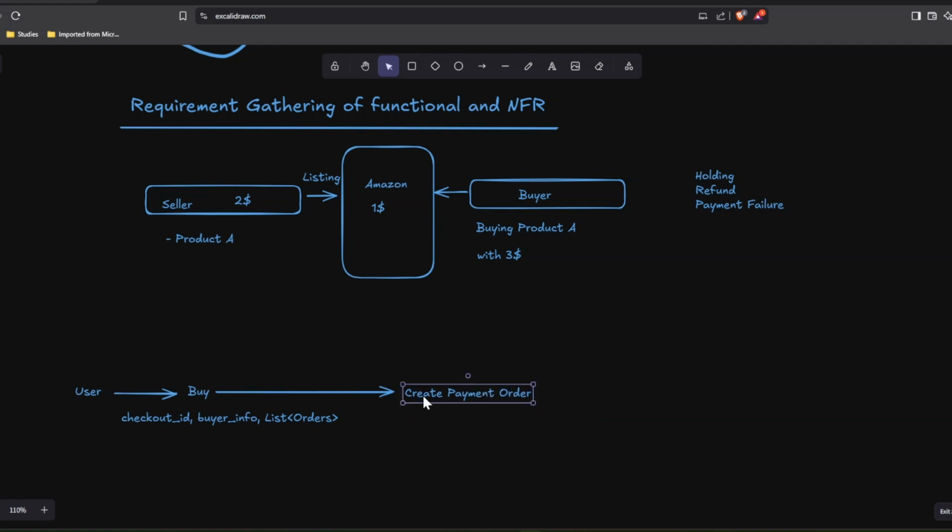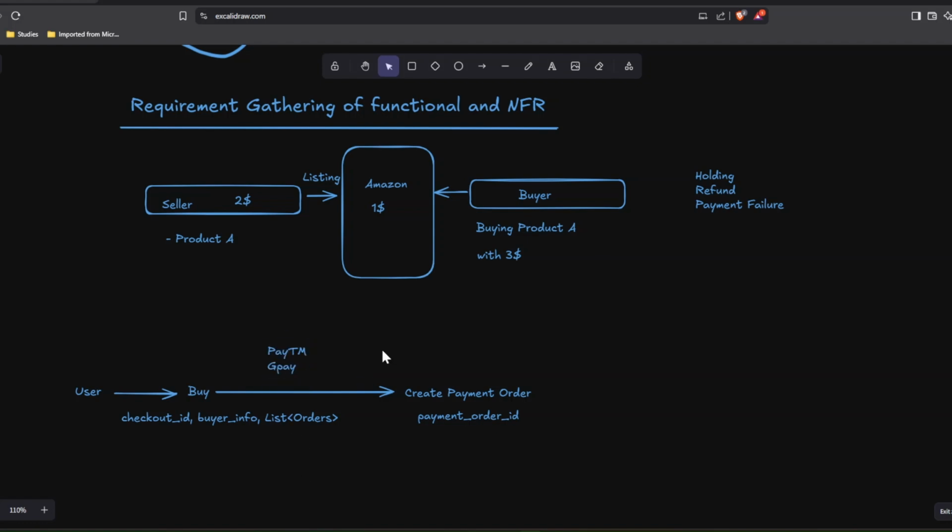We are going to create a payment order. This payment order is definitely one of the most important points of interest for us. It can be a payment order ID, and we will again come into the actual database and the other properties in some other way. But why this payment order ID is important is, just think that you are using something like Paytm or GPay to buy these things.